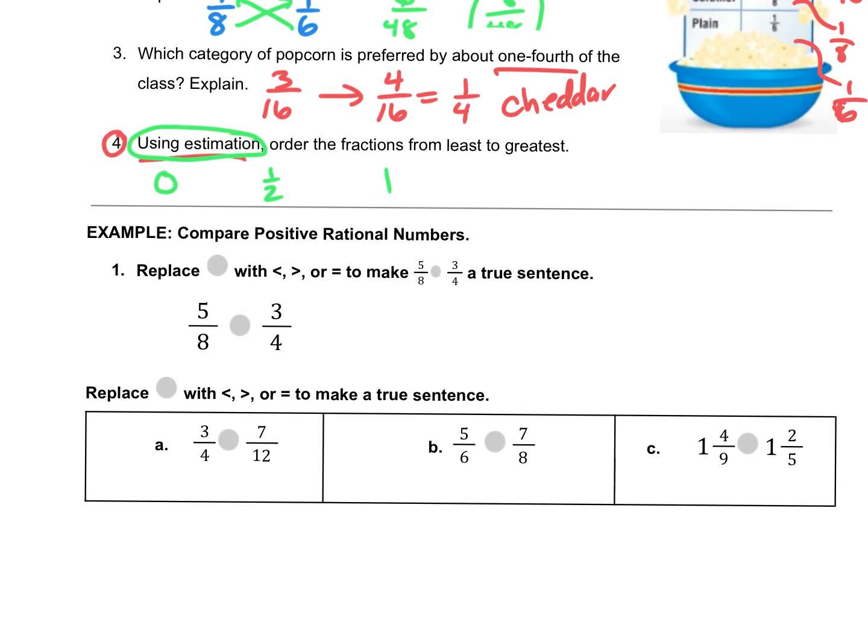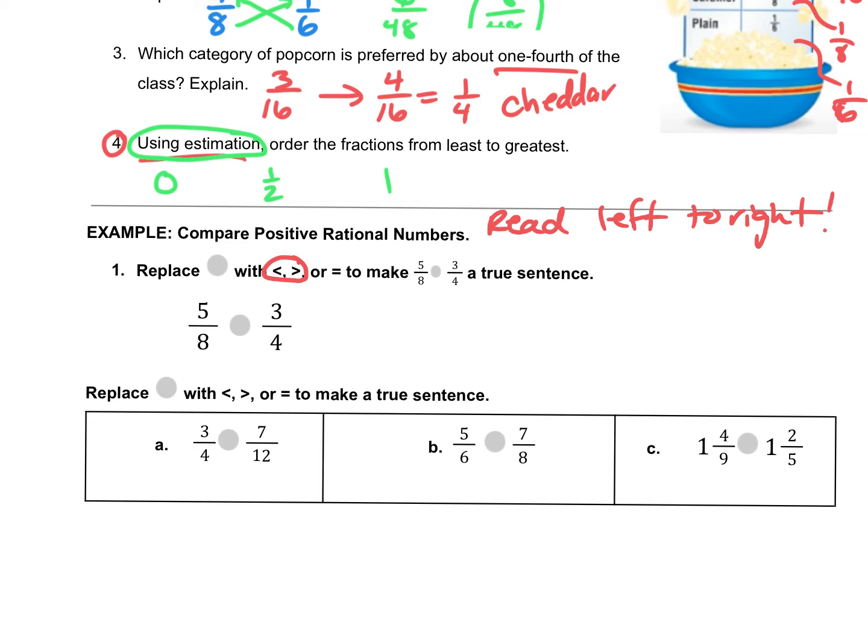We're going to compare positive rational numbers. So we're looking at just positives here. So there are lots of different ways that you can do this. First of all, we need to know how we read these symbols here. And I think we all just forget sometimes. But what we do is that we read left to right. So when you think you have it, make sure you read your number sentence left to right to make sure.